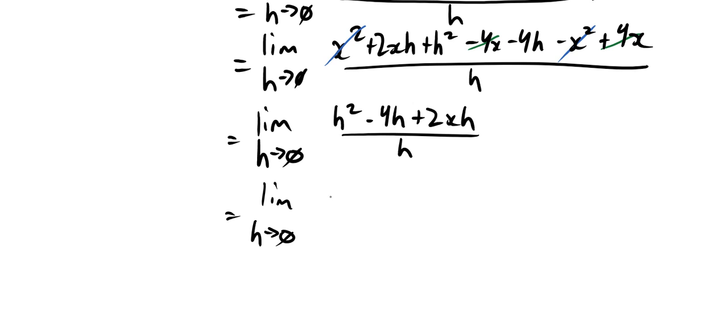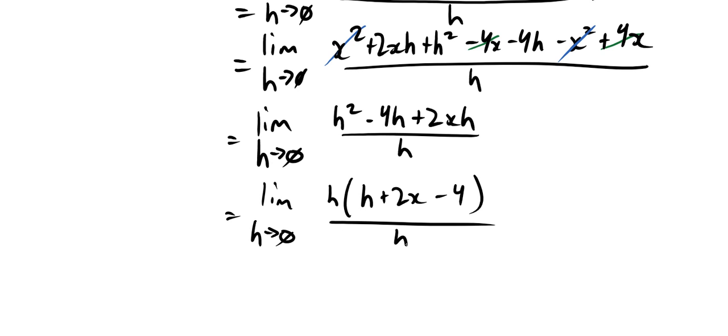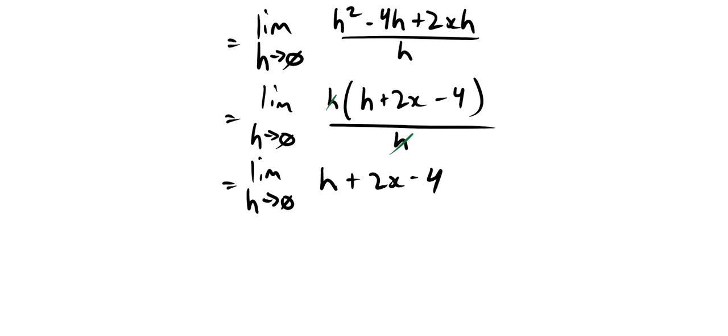So I'm going to factor out an h. h times h plus 2x minus 4, over h. Gone. Any questions so far? h plus 2x minus 4. And then what do I do? Sub 0 in for h. Yep. So I get 0 plus 2x minus 4. You don't need to show that step. Equals 2x minus 4. Voila.